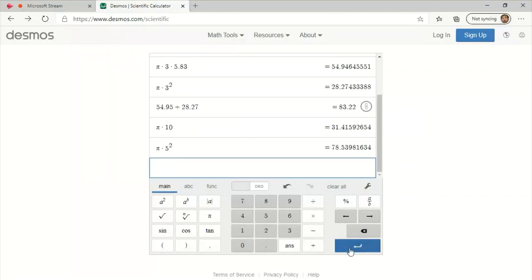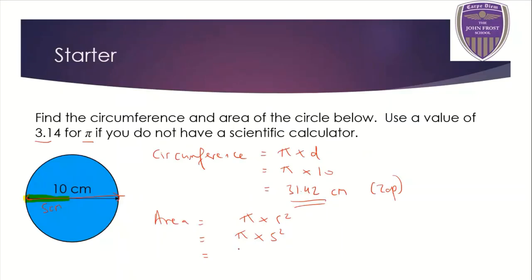That gives you 78.54 to two decimal places. Remember, that's an area, so it's going to be in centimeters squared, because area is about counting squares.